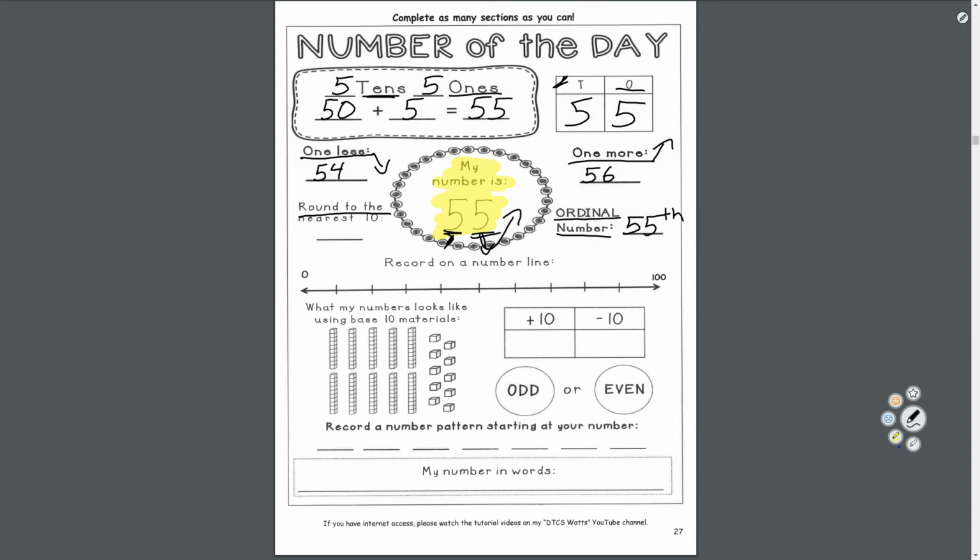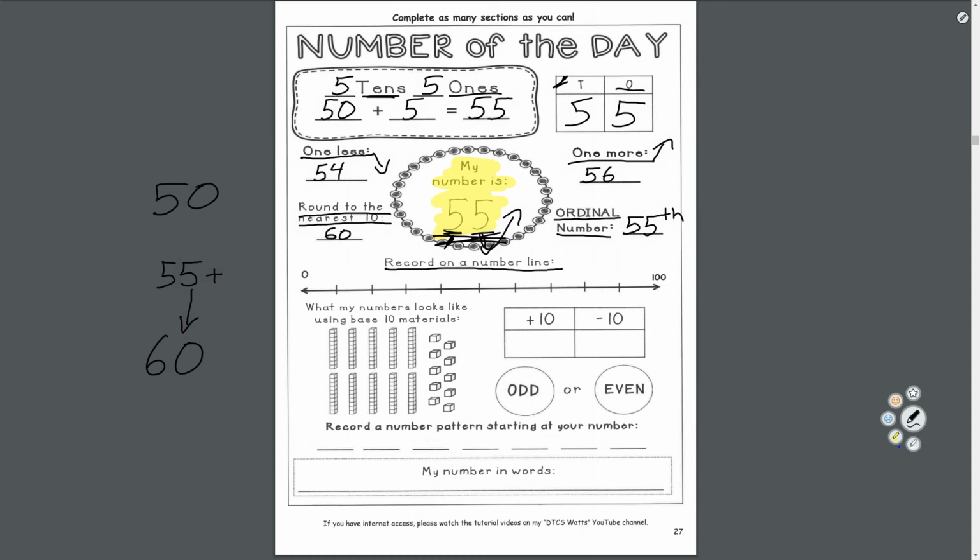Round to the nearest 10. So now we're not talking about hundreds, it's tens. So our options could be 50 or 60. And what's in the middle of those two numbers? 55. So if your number is 55 or more, you're going to go up to 60. Our number is 55, so we round to 60.